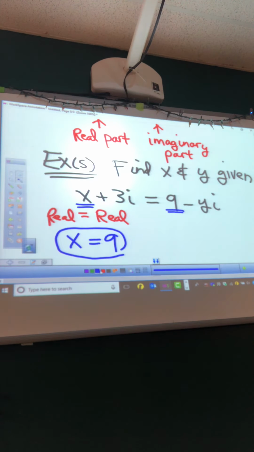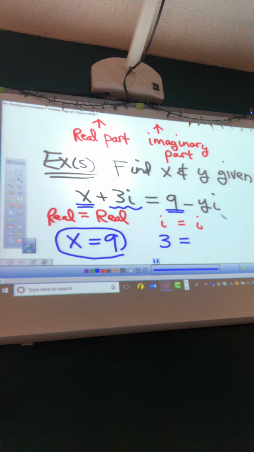Then I'm going to take and say, okay, I'm going to take my imaginary and set the imaginary equal to the other imaginary. The i's we don't take with it. The i is just an indication of the imaginary part. So if I look over here, my imaginary coefficient is what number? 3. So I'm going to take my 3 and set it equal to, so the i just indicates that that's the imaginary part. What am I taking from over here then?